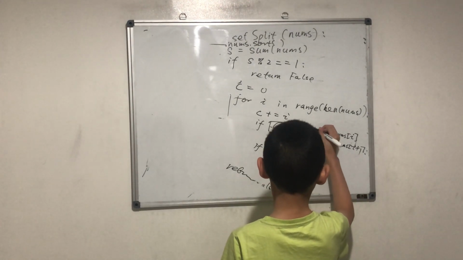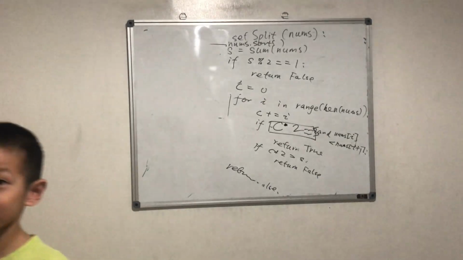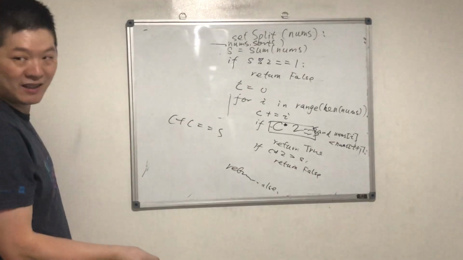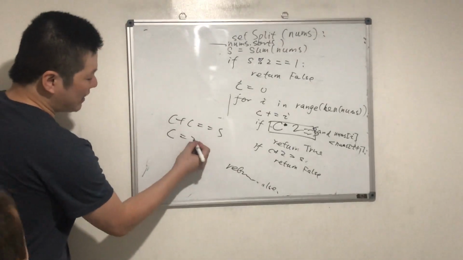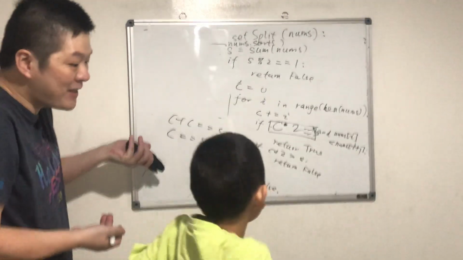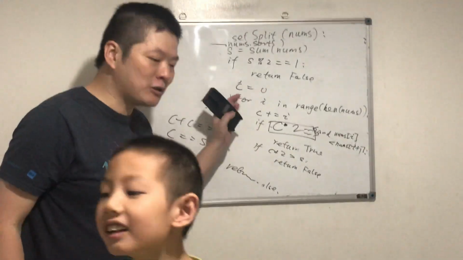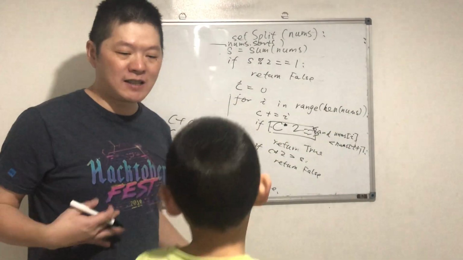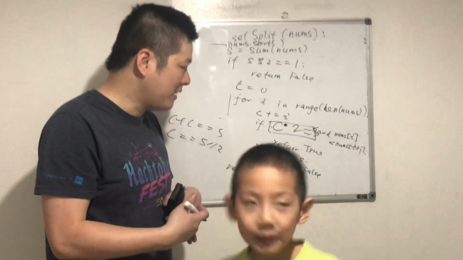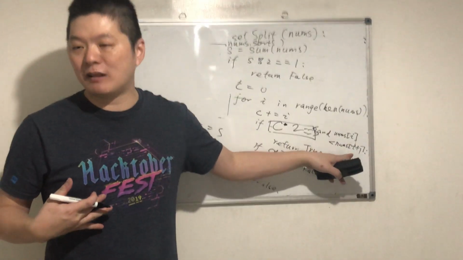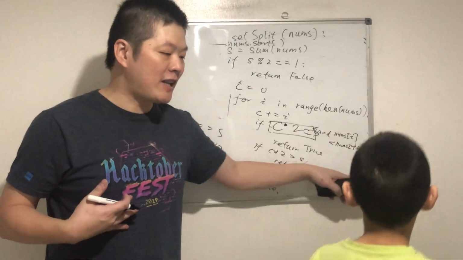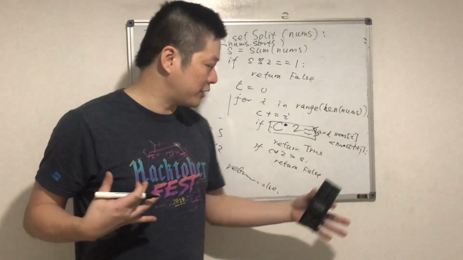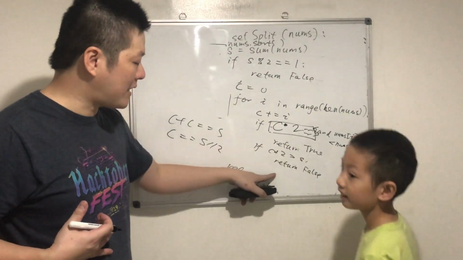Equals S. Yeah. Or C plus plus. Or C plus C, you can also say C plus C equals S, right? It's the same thing, yeah? Or C equals S divided by 2, yeah? It's the same thing. The thing is that we want to check if C is half of S. If it is half of S, it means that we find half of it, right? And we also need to check if the current number is strictly smaller than the next number. If it is, that means we find the two groups, where one group is strictly smaller than another group. Then we return true. In all other cases, we return false.